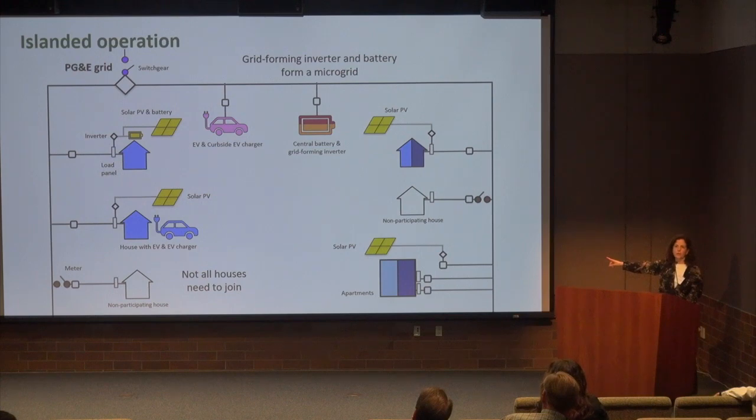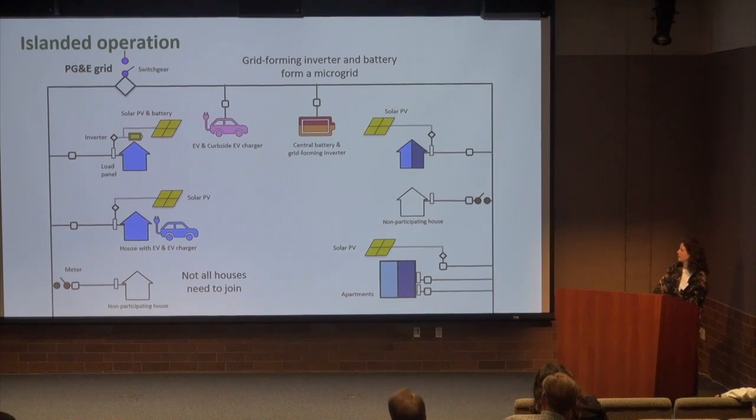There were a number of houses that chose not to join, and that's fine. What happens there is that the utility will flip a switch and their power will be out, just like the rest of the neighborhood. No problem. They don't want to pay for the operation and maintenance of this microgrid. That's fine. There's no problem with that.